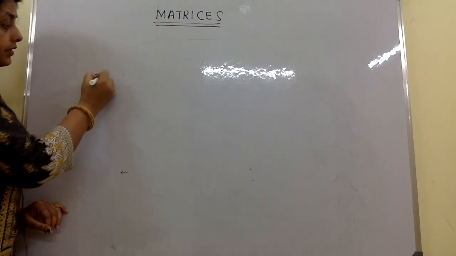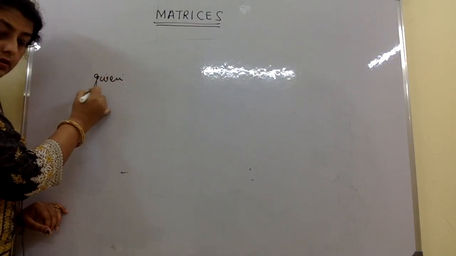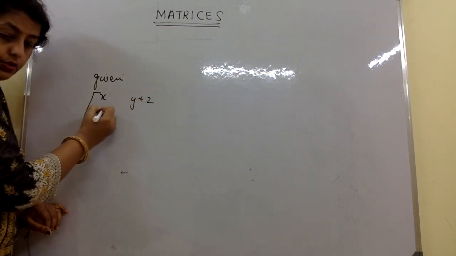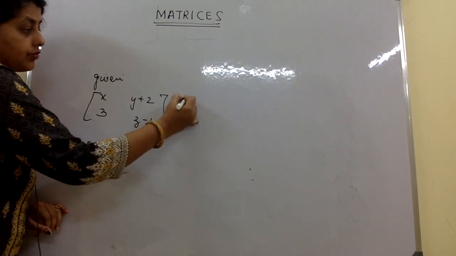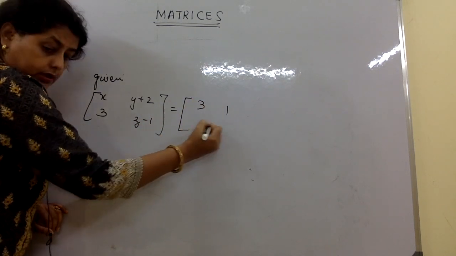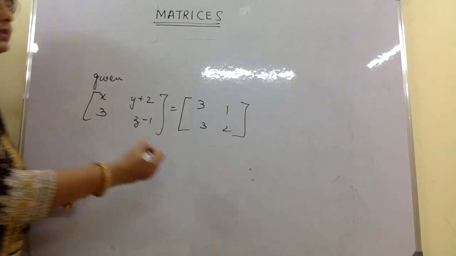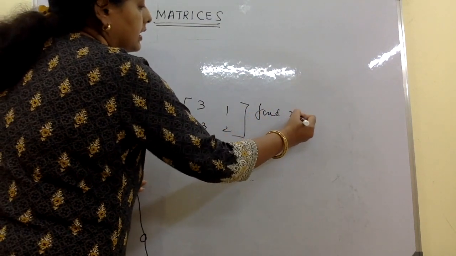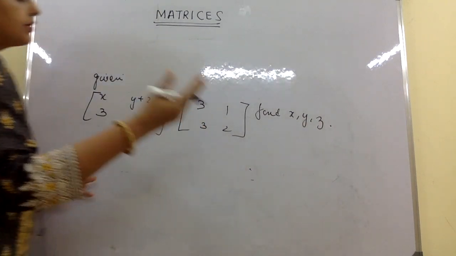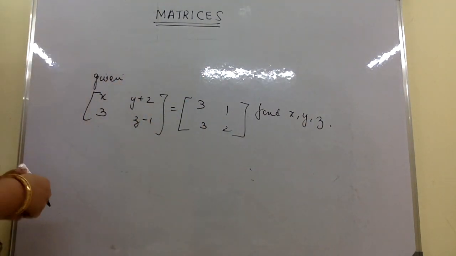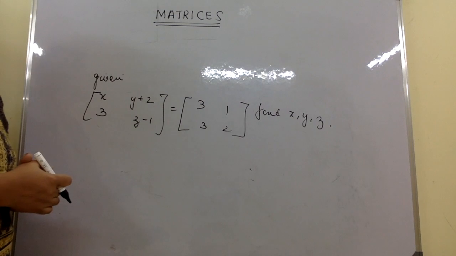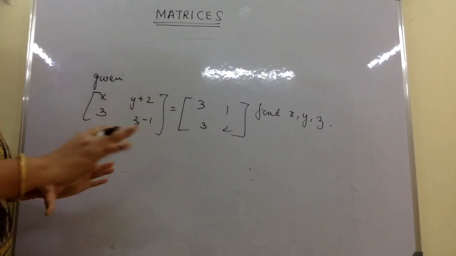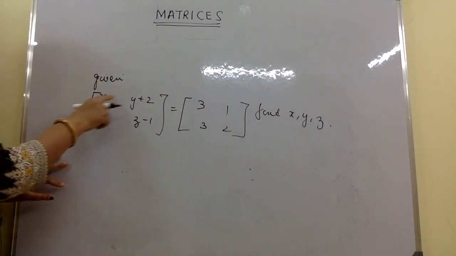So given this matrix with x, y plus 2, 3 and z minus 1, is equal to 3, 1, 3, 2. Find x, y, z, that's the question. So you have to find x, y and z. Now since they have told this matrix is equal to that matrix, we don't have any more problem. We can straight away equate this to this.